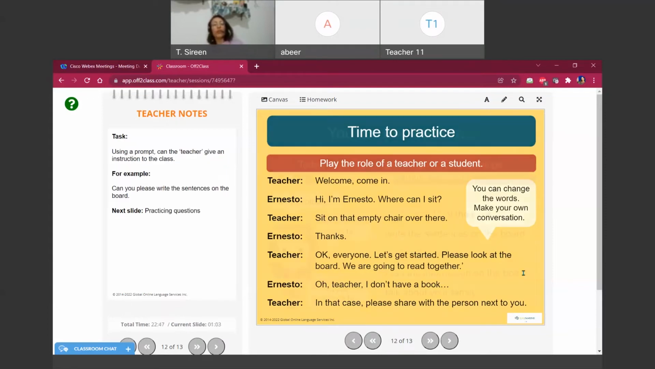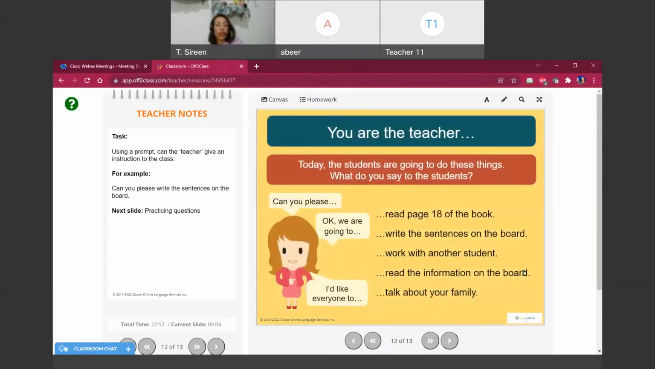Let's continue. Now, for example, you are the teacher. Today, the students are going to do these things. What do you say to the students? مثلا. So here عندنا مثلا: read page 18 of the book. Write the sentences on the board. Work with another student. Read the information on the board. Talk about your family. So here, how can you make sentences with these kinds of questions? مثلا, can you please, ولا okay, we are going to, ولا I'd like everyone to. كيف ممكن تستخدميهم هدول؟ فكري يلا. كيف رح نربط يعني السؤال بهدول requests that you are going to ask your students to do them? How can you do it?